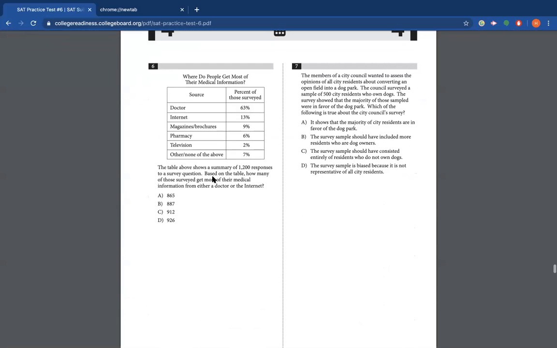Okay. Now we're going over these. The table above shows a summary of 1,200 responses to a survey. Based on the table, about how many of those get their medical information from either the doctor or the internet? So the doctor or the internet. So we know about 1,200. So we have to add these percentages. Remember, whenever you're multiplying percentages, try to turn them into decimal points, right? So we first add them as decimal points, and then we have to multiply it by 1,200.